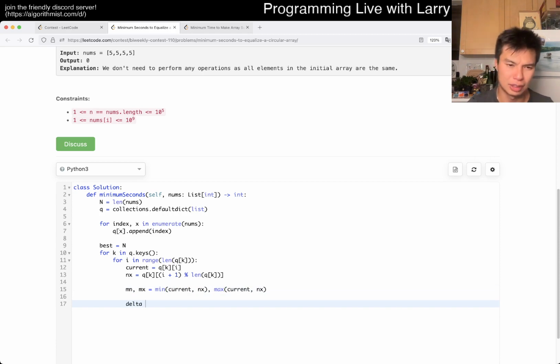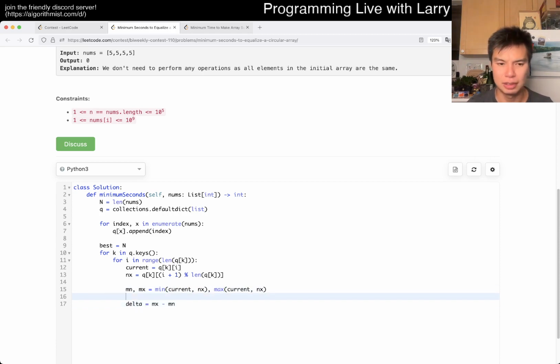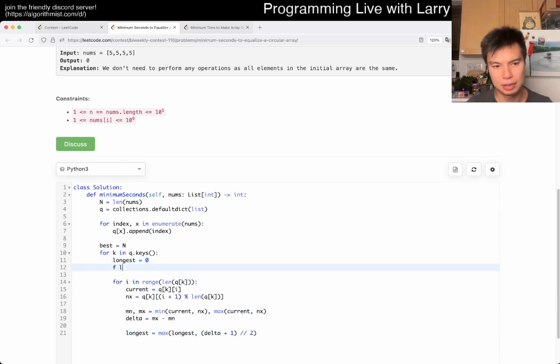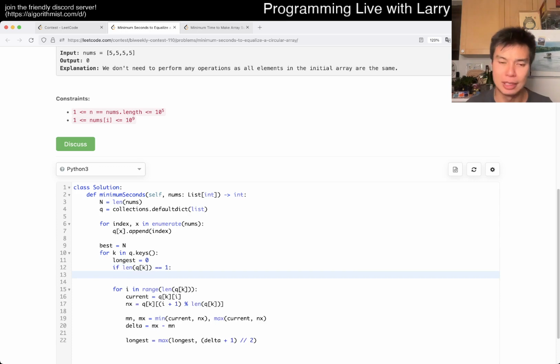Now the delta is just this, and now it would take delta plus 1 over 2 steps. So now we want to max this, right? So longest. Maybe I have to special case it, I don't know. If this is one element, then longest is equal to n over 2. Is that true? Maybe I'm off by some stuff.